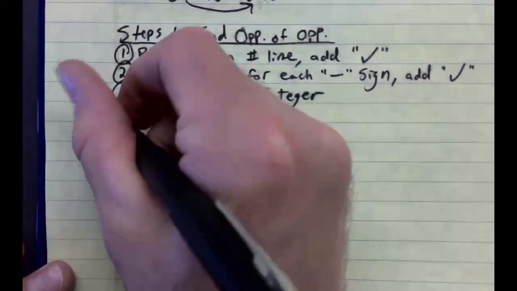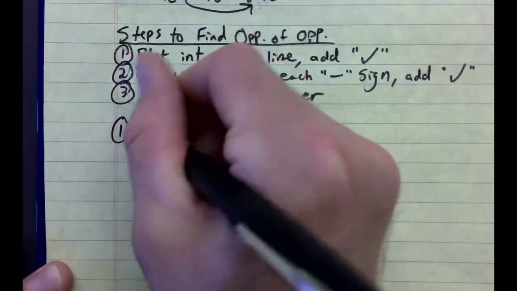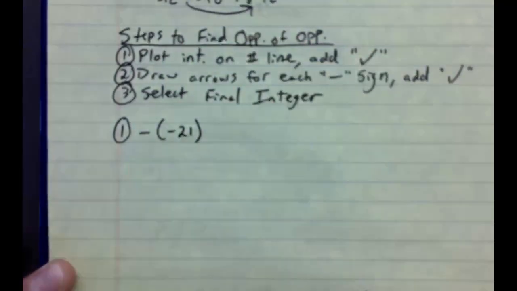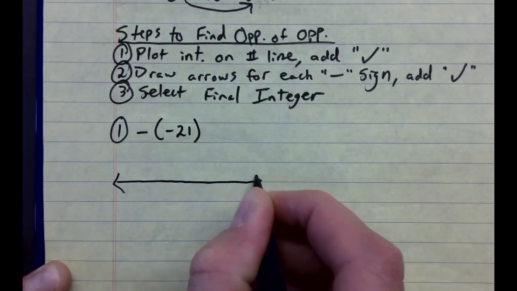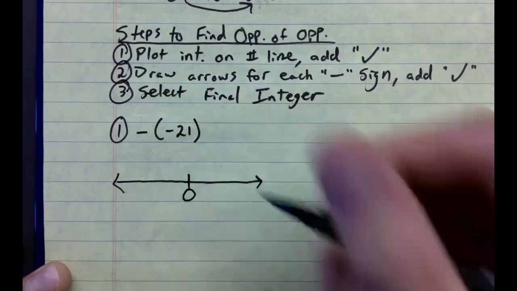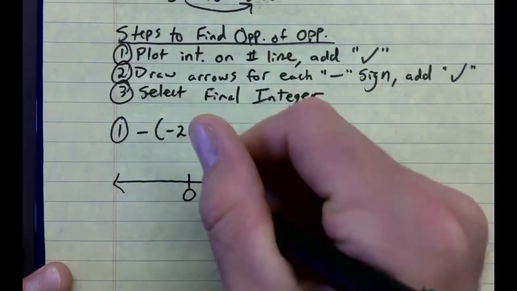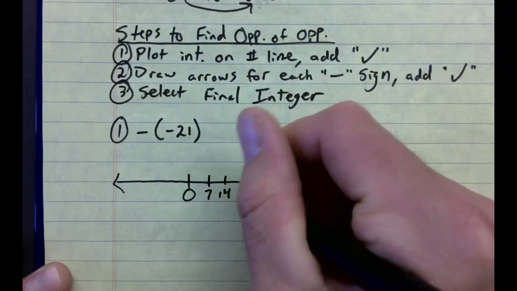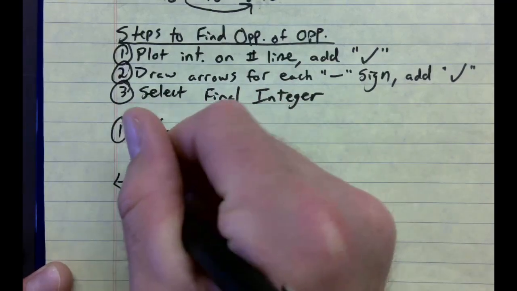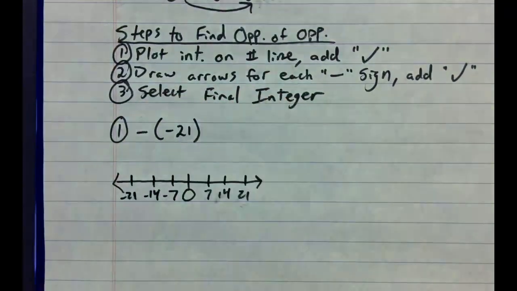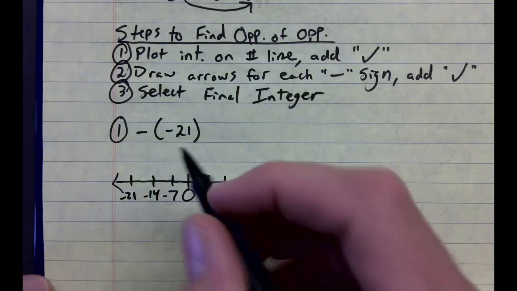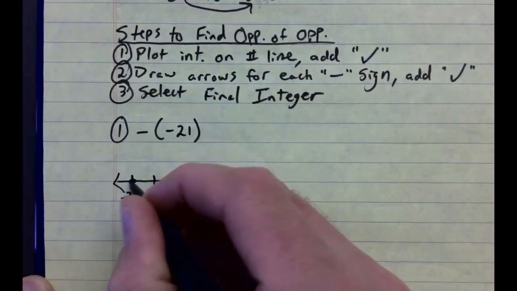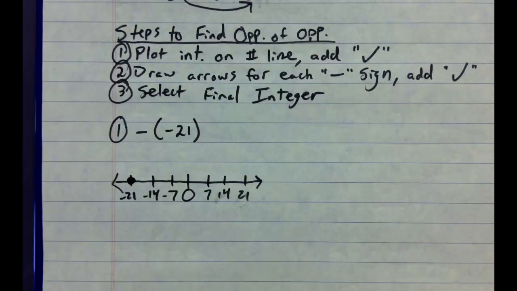So let's see what this looks like. So number 1 is going to be the opposite of the integer -21. All right, so just skip 2 lines down so you have enough room for your arrows. All right, so step 1 just says to plot your integer. So we start with 0, and we'll go up by 7, 14, 21, negative 7, negative 14, negative 21. So we plot negative 21. We know that's to the left. So go ahead and plot that, and then put a check next to that step you just completed.